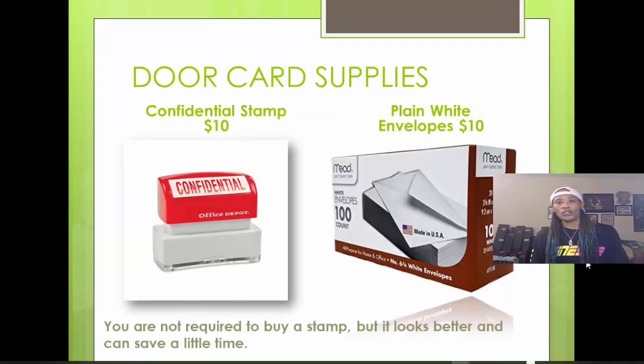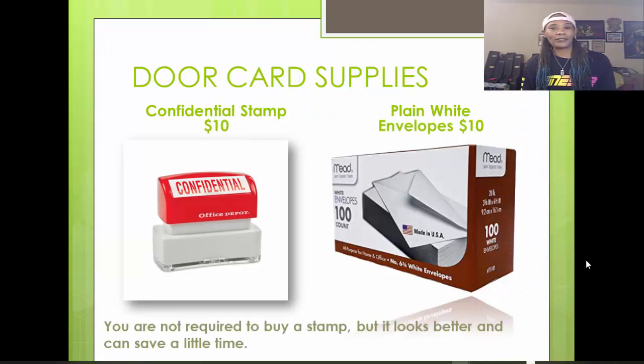You can find the confidential stamps and the plain white envelopes easily. For confidential stamps, you can go to Office Depot. It's less than $10. You can buy a box of plain envelopes if you don't want to go to Amazon and buy a huge container of envelopes. You can buy a box of envelopes for under $10. There are some from Walmart, Amazon, Kmart, wherever you're at, any office supply store.